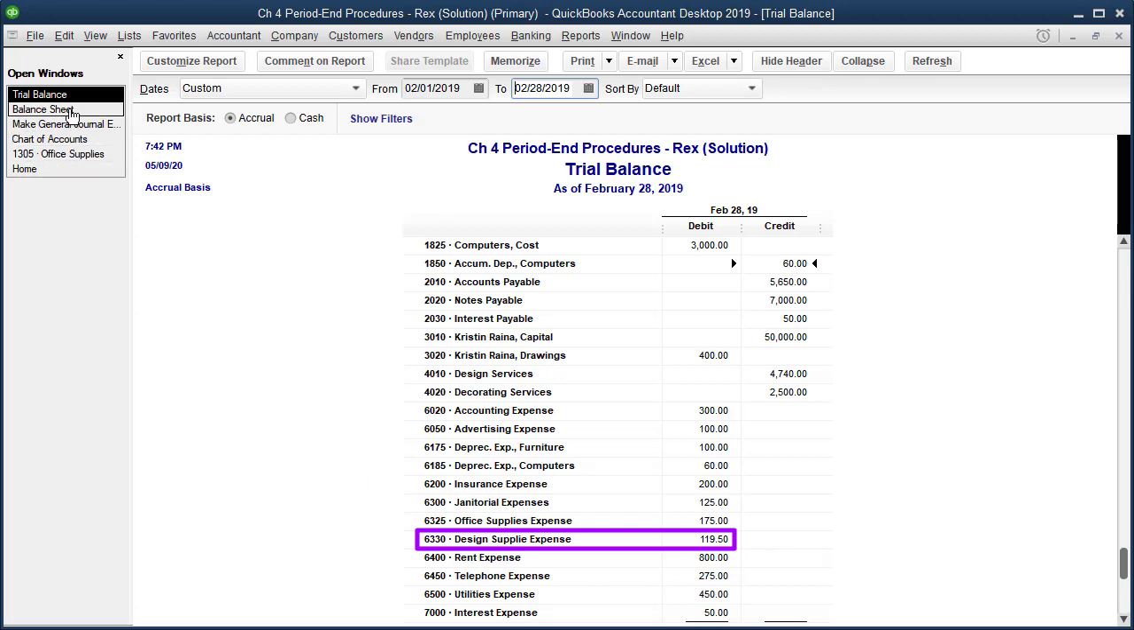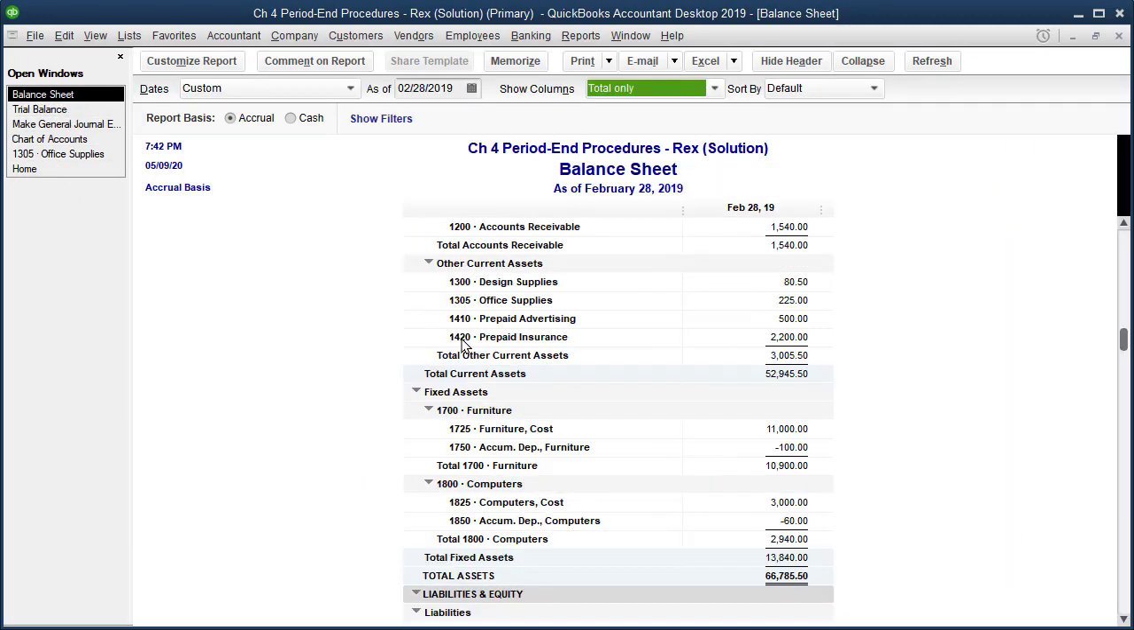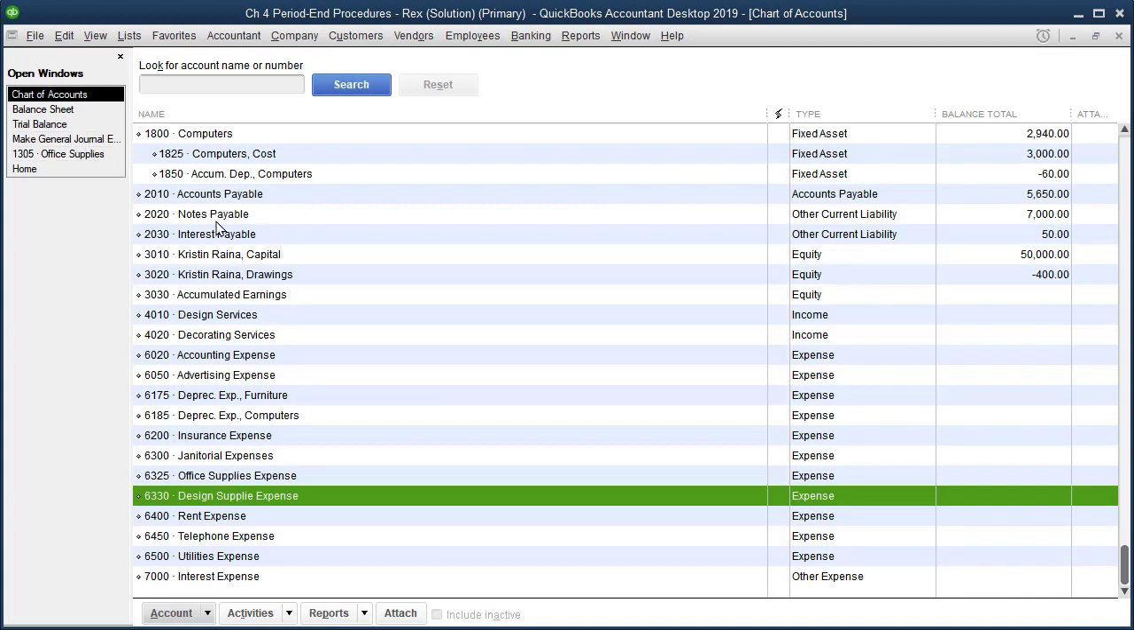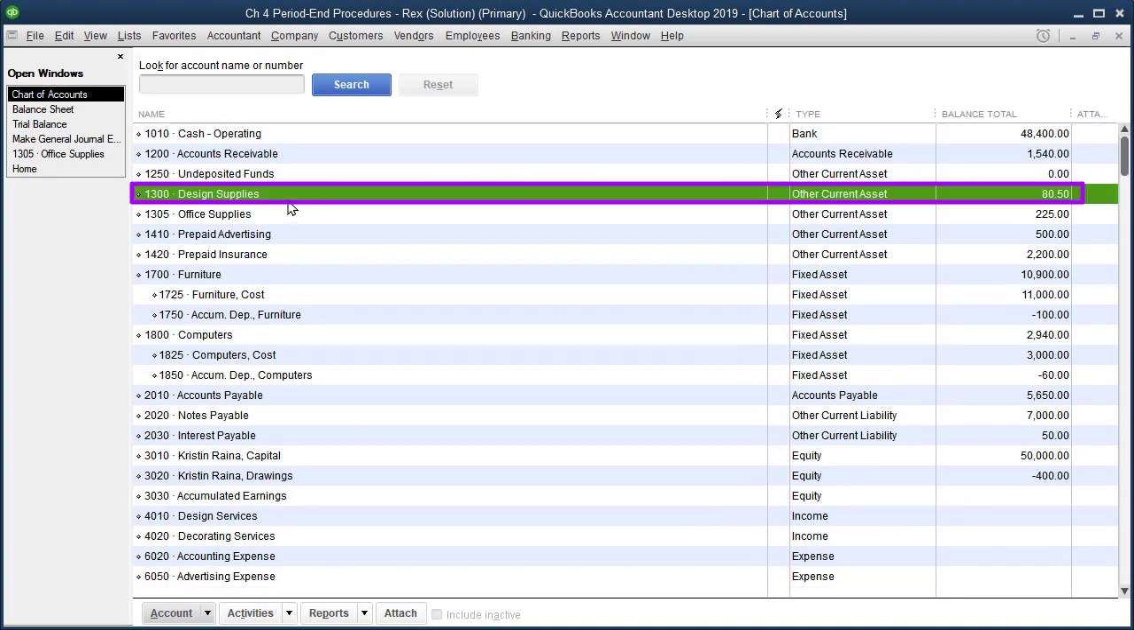So then we go to our balance sheet, and we find our design supplies right here. Now shows $80.50. And then the last place you could double check just to show you what's going on, our chart of accounts shows that our design supplies is now at $80.50.